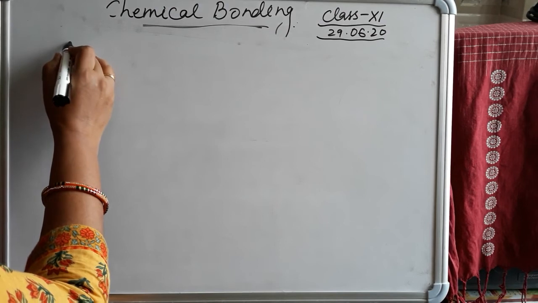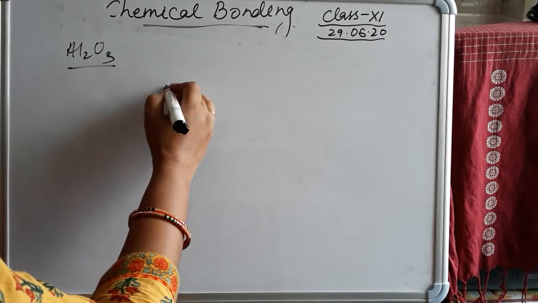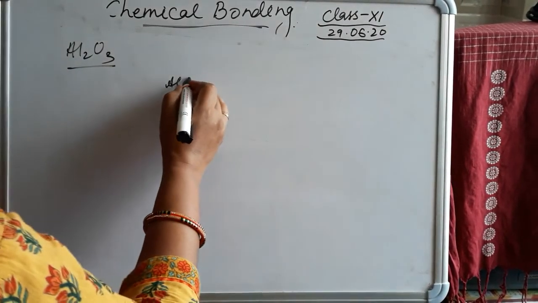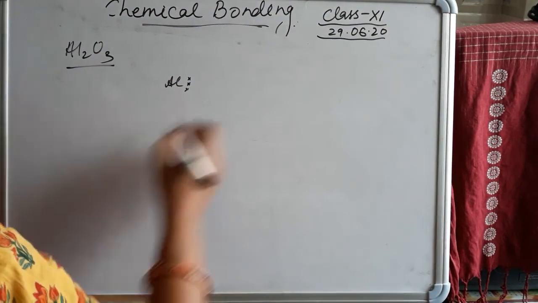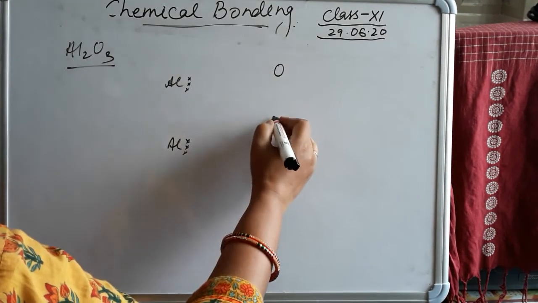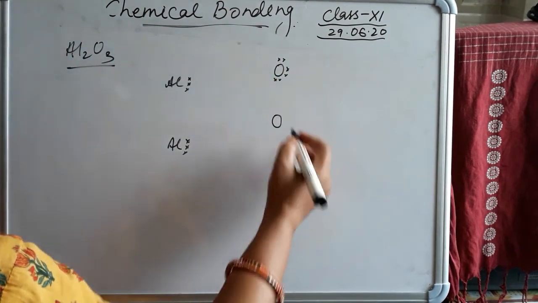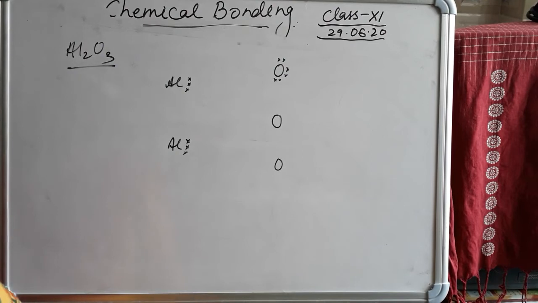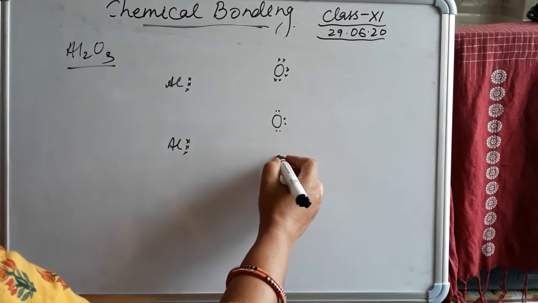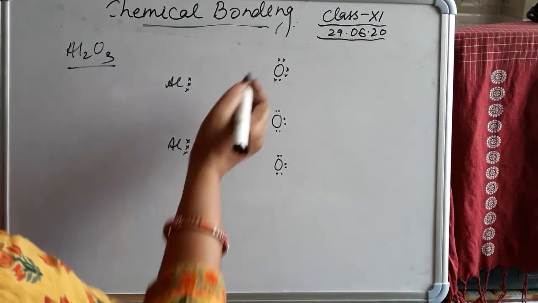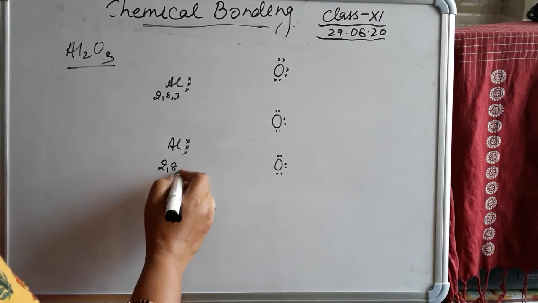Suppose we have aluminum oxide. For the bond structure of aluminum and oxide, at first write down the electron dot structure. Two aluminum atoms and three oxygen atoms. We can represent the valence electrons by dots or crosses also. Oxygen has six valence electrons each. For stability, the aluminum configuration is 2,8,3.